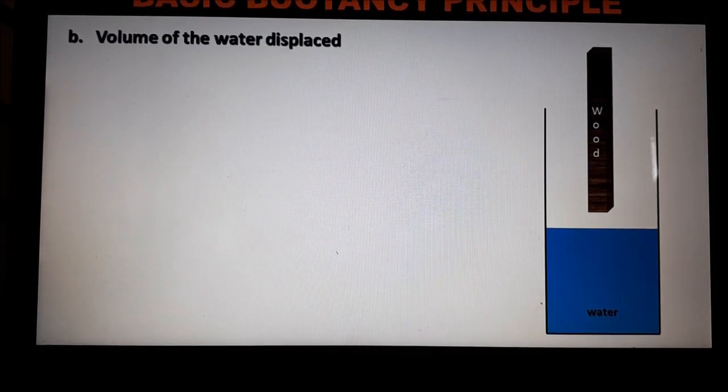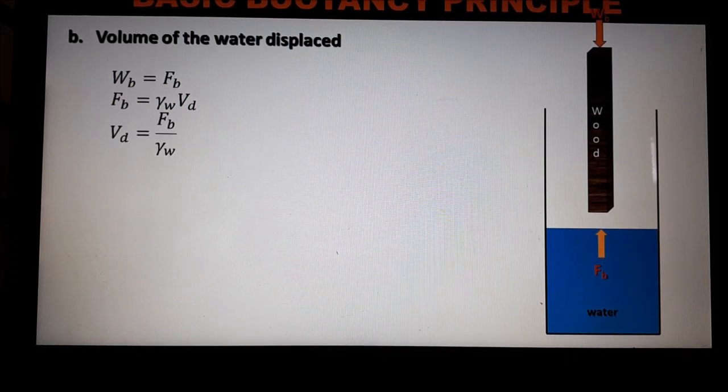For letter B, we're going to determine the volume of the water displaced. By free body diagram, there are two main forces that act on the object. First, a downward force due to the weight of the block, and an upward force due to the buoyant force. By summation of forces along the y-axis, the weight of the block is equal to the buoyant force, while the buoyant force is equal to the specific weight of the water times the volume of the water displaced.